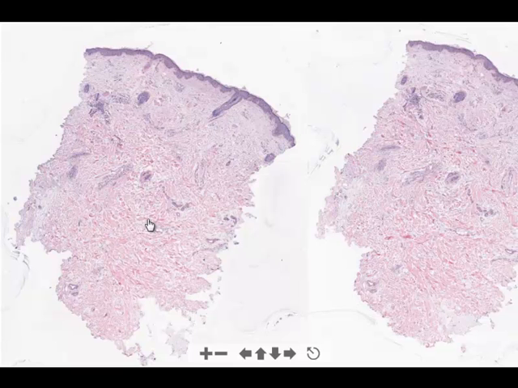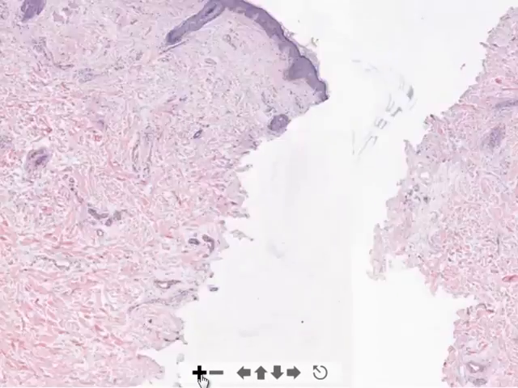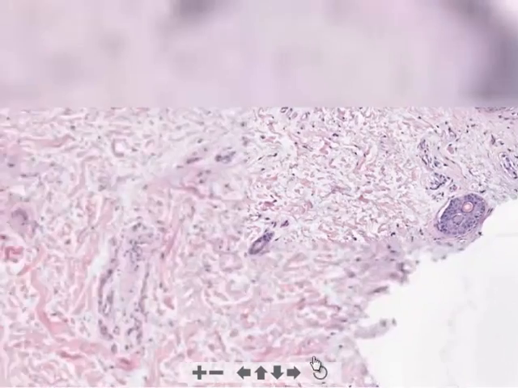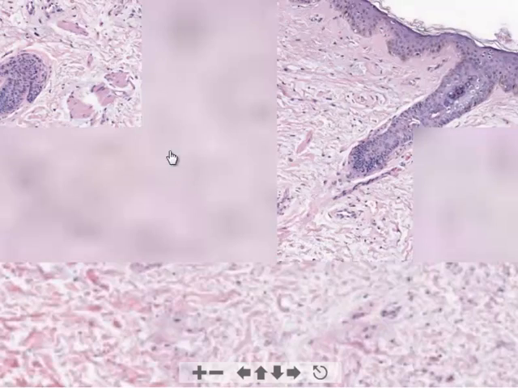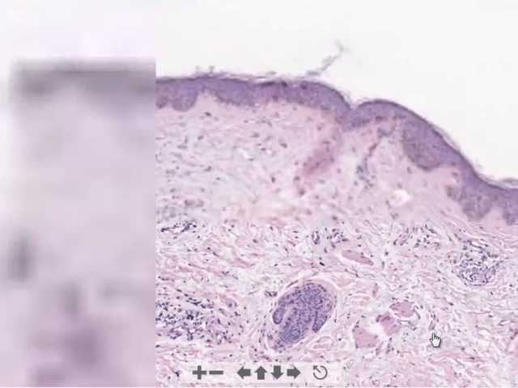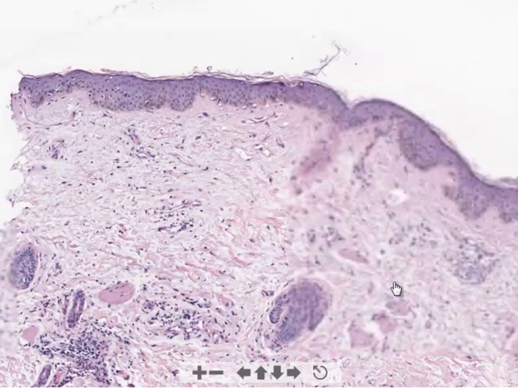We then systematically review the slide by going through the entire specimen from the epidermis to the reticular dermis and subcutaneous tissue. We'll start by looking at higher power along the epidermis. So the first thing we always want to take note of is a stratum corneum. In this particular case, we can see a mostly basket-weaved stratum corneum.